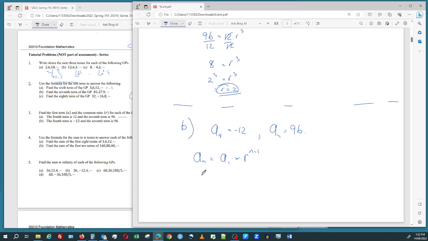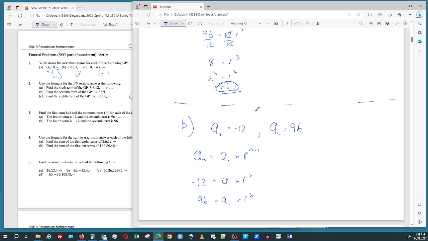You could probably see what's going to happen. It's probably going to be the same, but one of them will be a function of a minus. But anyway, we'll do it properly. A4 is minus 12. A1 is unknown, as is R, and instead of it being 4, now it's 3. Likewise for A7, it's 96, and A1, and it's 7, so it's R6 again.